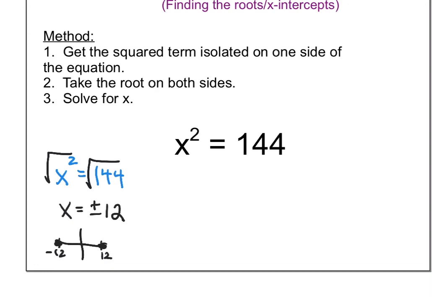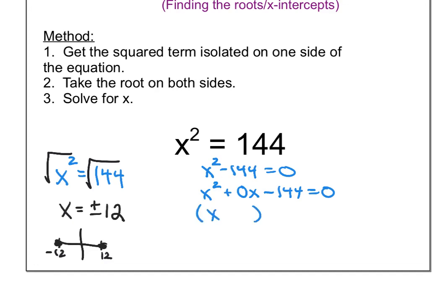I'd like to illustrate how you would solve this by factoring, because you totally could do this with the factoring method as well. First thing, you would get the equation into standard form, and then I would look at this and rewrite it, since the b value is really like a 0 here. So I could rewrite this equation as x squared plus 0x minus 144. I'd ask myself, what multiplies to a negative 144 and adds to 0? It will be a positive 12 and a negative 12.